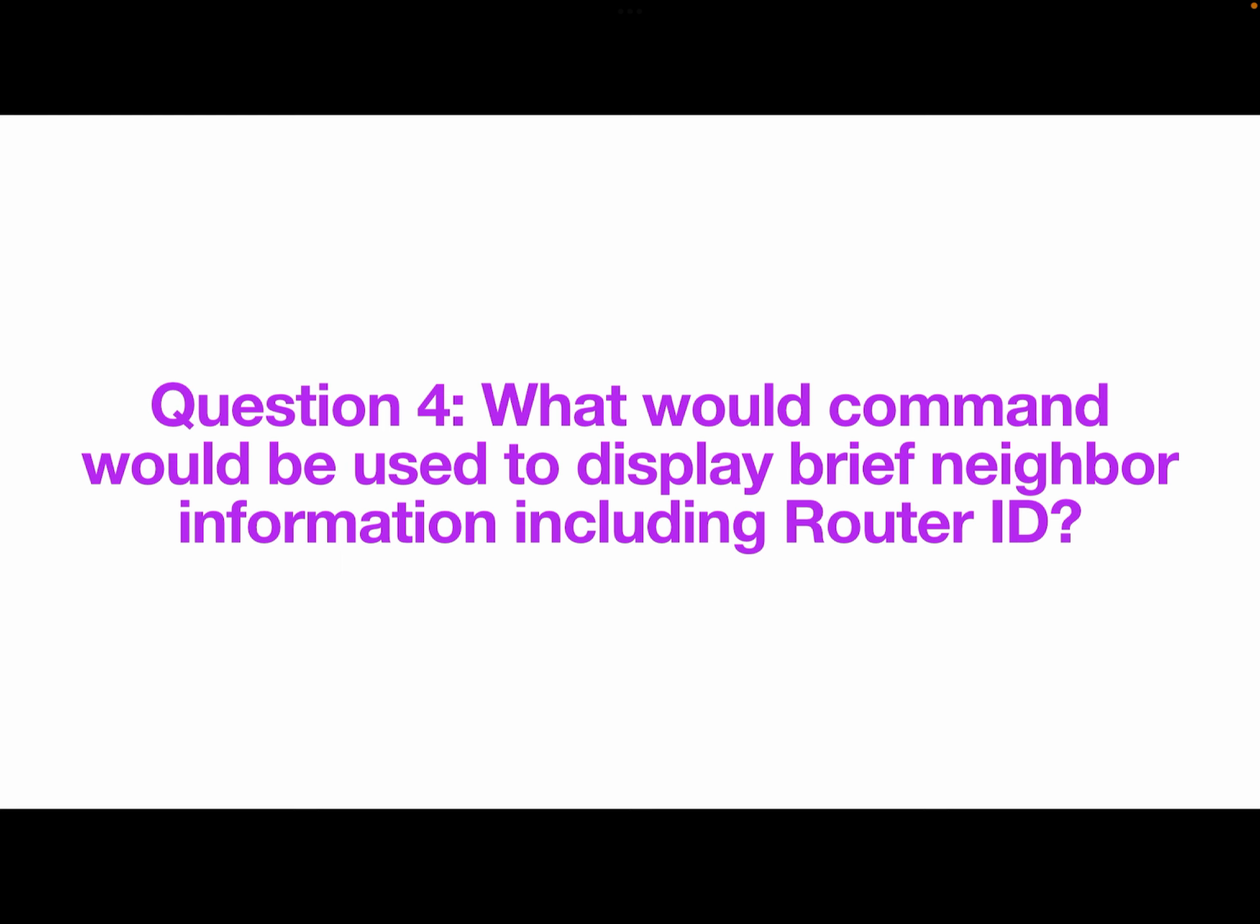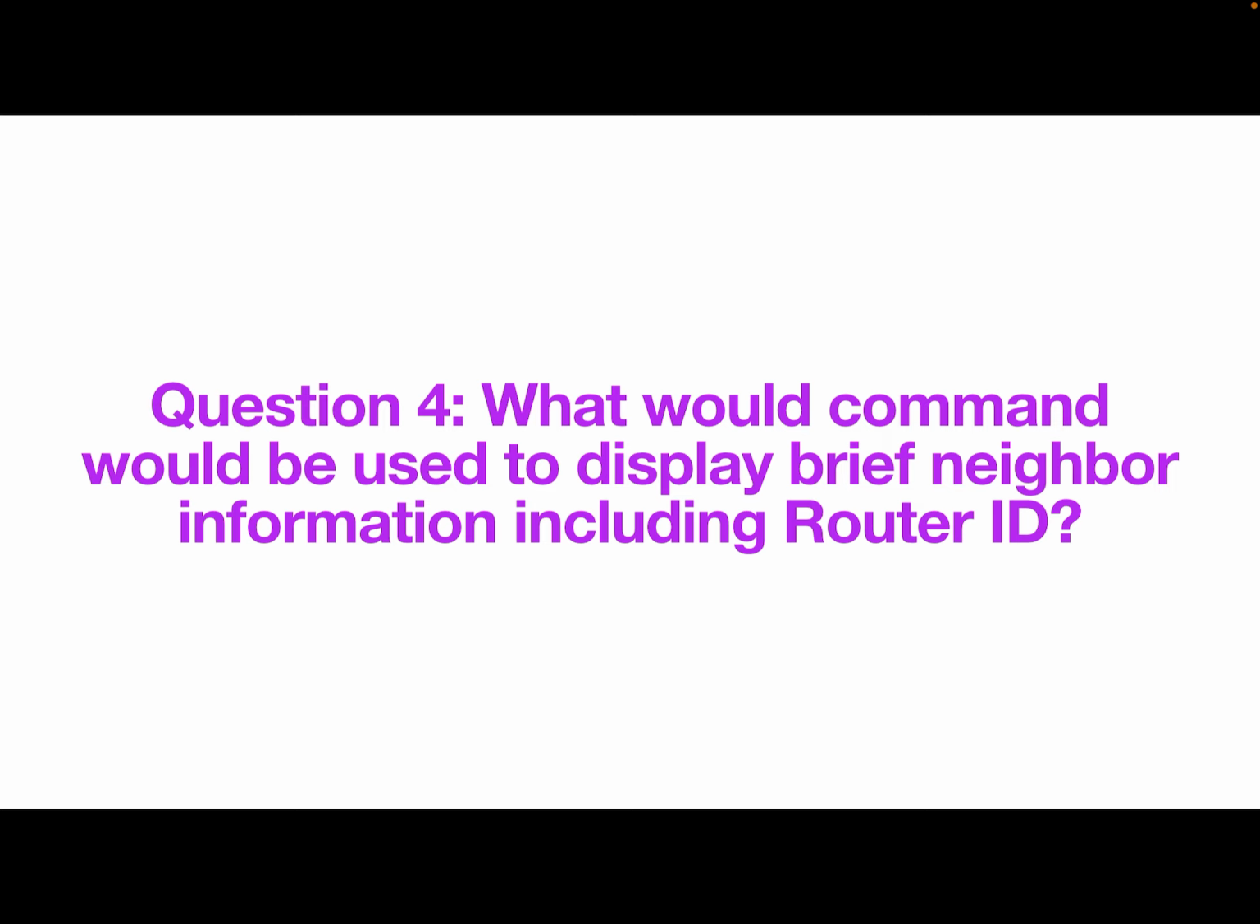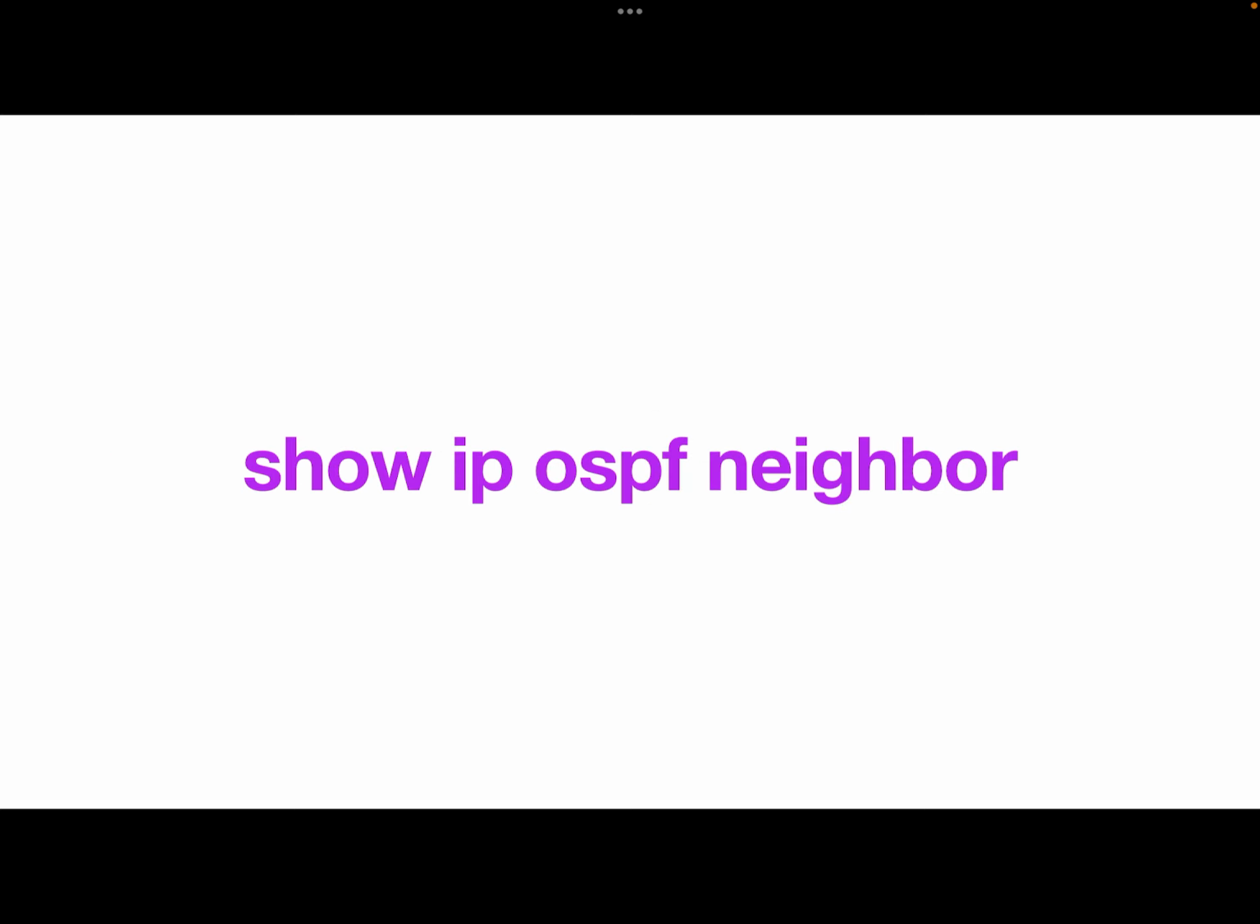And last question: what command would be used to display brief neighbor information, including router ID? Can't spoil the answer now. Just have a think about it, and when you're ready, please play for the answer. Okay, so the answer is show ip ospf neighbor. Sorry, that got a bit ruined because I accidentally tapped the screen and it displayed the answer. But yes, show ip ospf neighbor is the command that you use to display brief information, including the router ID, and you'll see this in upcoming videos. There is more to come, of course.